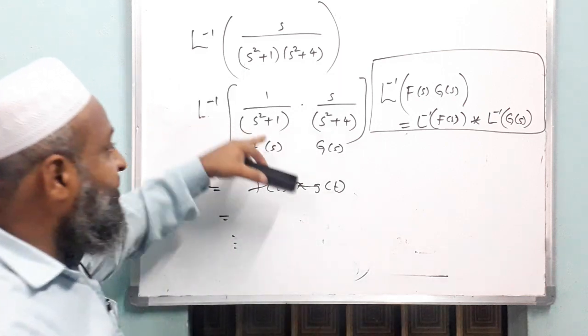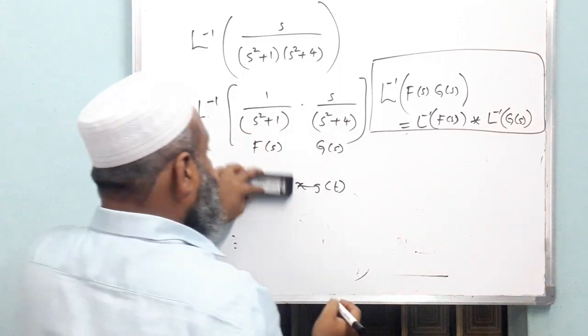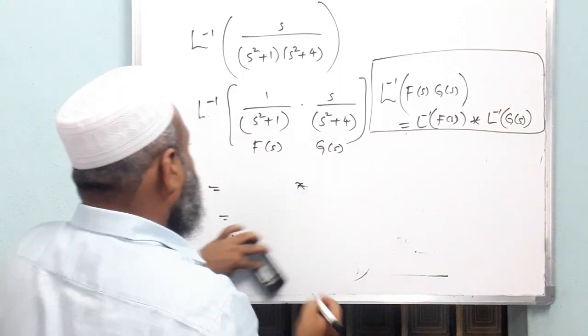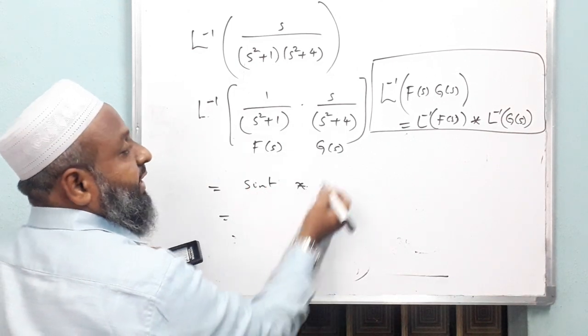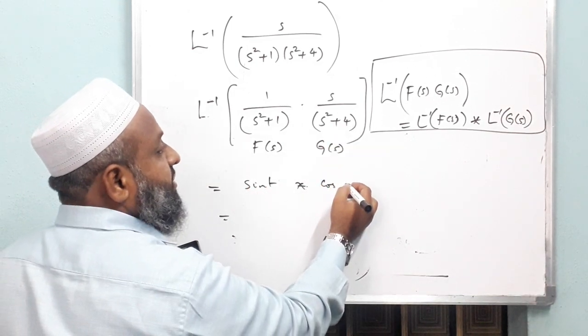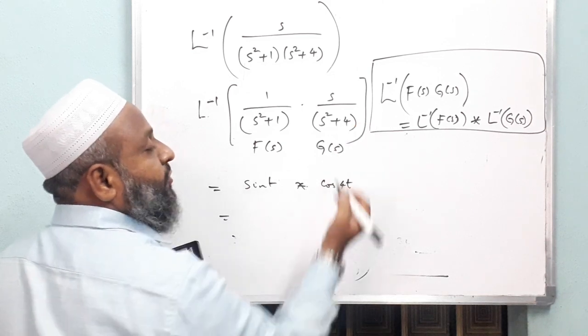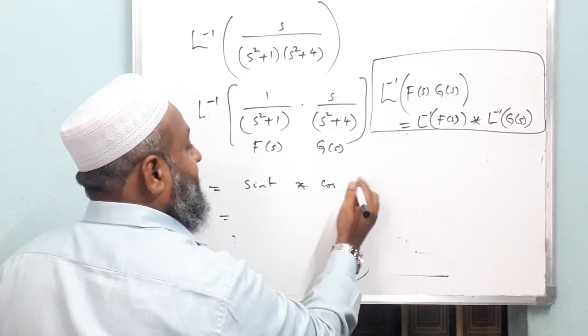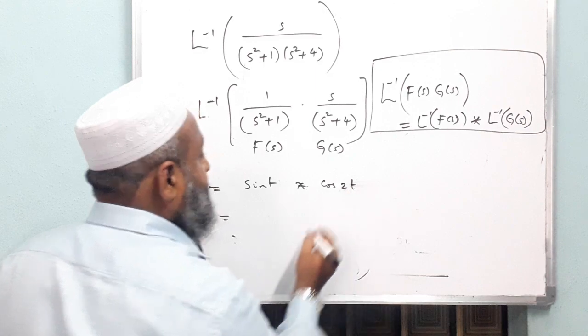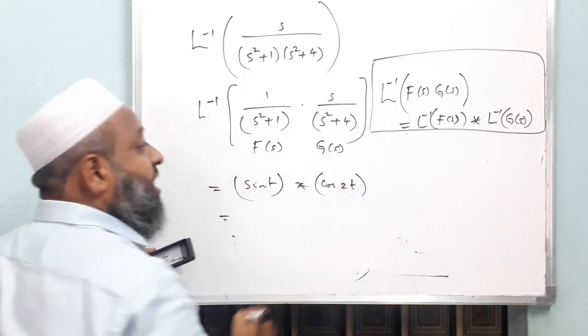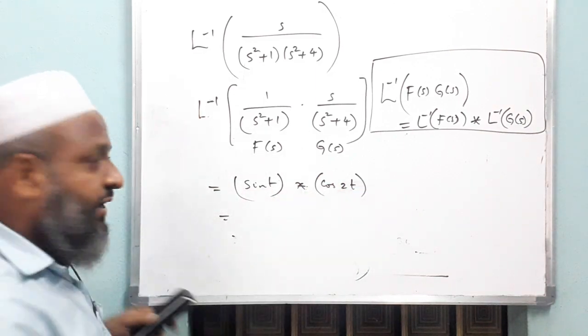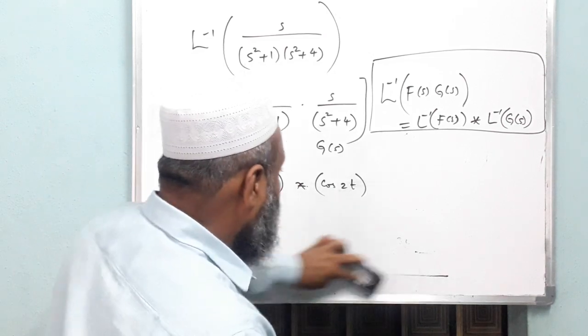So what is L inverse for this one? That is nothing but sin t, and this is nothing but cos 2t. Now sin t star cos 2t is the convolution of this one. I'll just write one step. I hope you will be able to finish off this one.